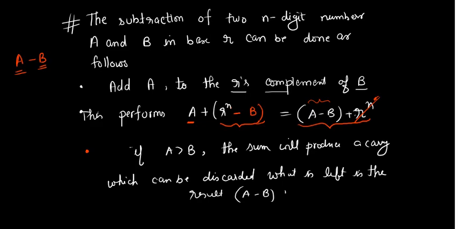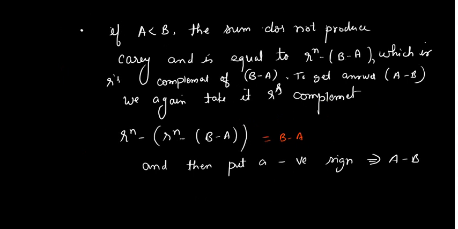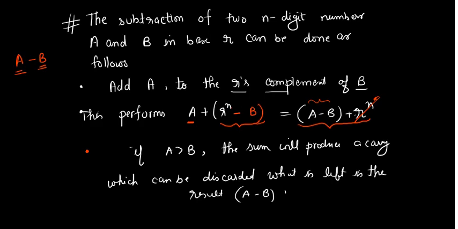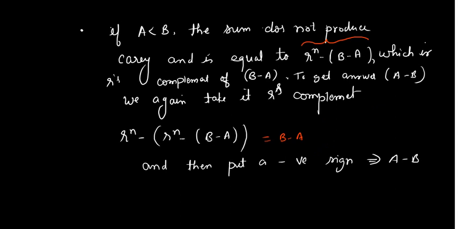But what would happen if A is less than B? If A is less than B, then the sum will not produce a carry. But what would be the output? The output is r to the power n minus B minus A. This is positive, so the number will be less than the sum. There will be no carry, because there is no nth power of r.